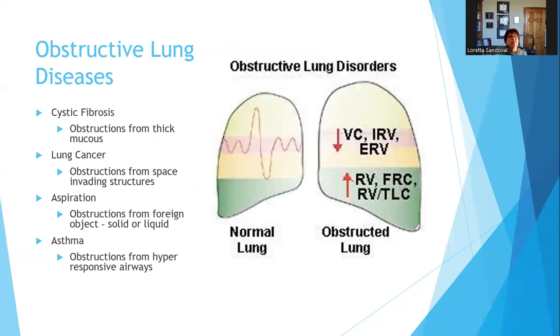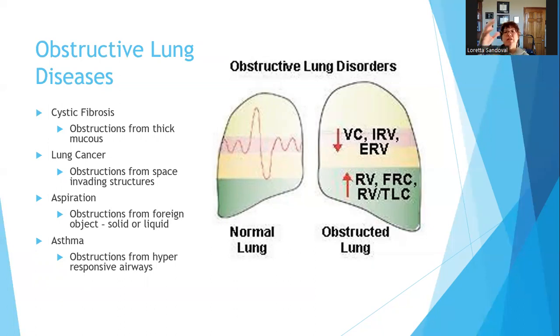So the obstructive lung diseases that we're mostly going to be seeing in pulmonary therapy include cystic fibrosis, and the obstructions are caused from thick mucus. Lung cancer, the obstructions are from space invading structures like tumors. Aspiration, obstructions from foreign objects, solid or liquid, and asthma, obstructions from hyperresponsive airways. And all of those are considered COPD, obstructive lung disorders.